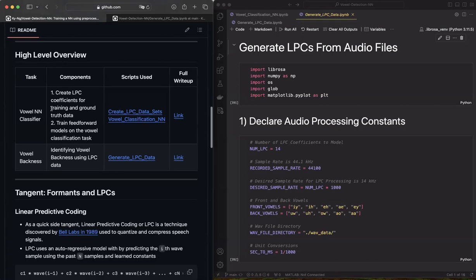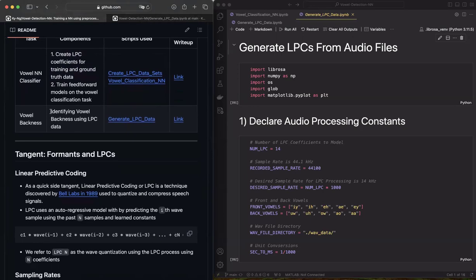So at a high level, we're working on the neural network classifier, and it has two steps. The first part is to generate what we call LPCs and train a neural network to identify what a vowel is based on its LPC. So on the left-hand side, we'll have an LPC value. On the right-hand side, we'll have the one-hot encoding or the associated ID of the vowel.